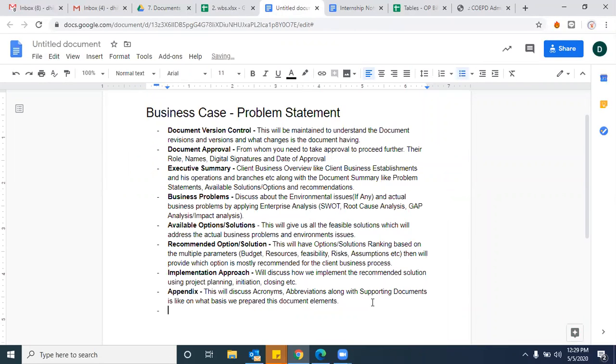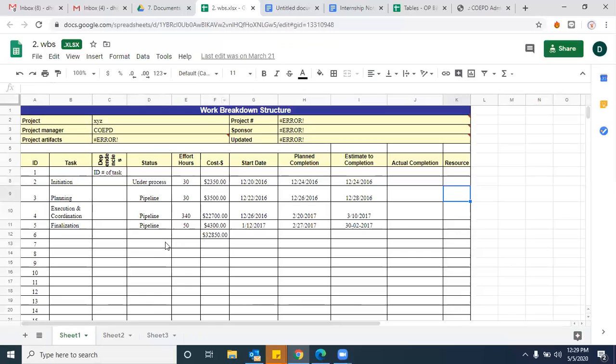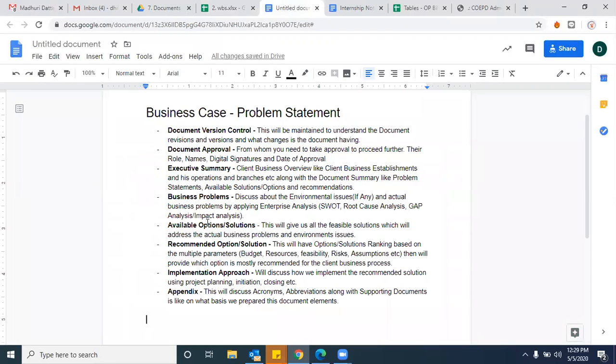We have mentioned 0 under finalization? Is it 50 or 5? 50. Okay, it's not 0, it's 50. Okay, and this is the work breakdown structure, right?